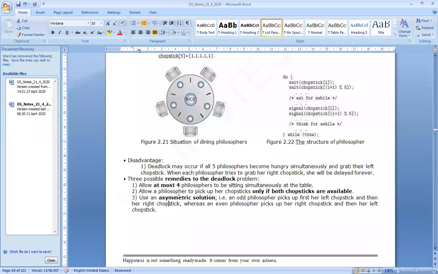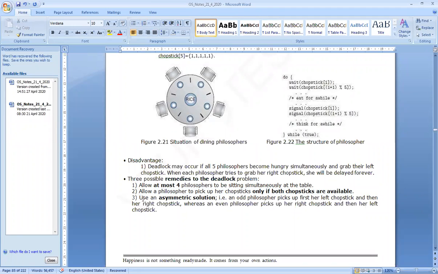Second one, allow the philosopher to pick up the chopstick only if both the chopsticks are available. So when we get that situation, we make only four philosophers sit at the table with the five chopsticks. Then one philosopher will be allowed to pick the right chopstick. Already he has the left chopstick, and he is able to pick the right chopstick also, so that he can eat the rice kept on the table. That is one more solution or remedy we can give.